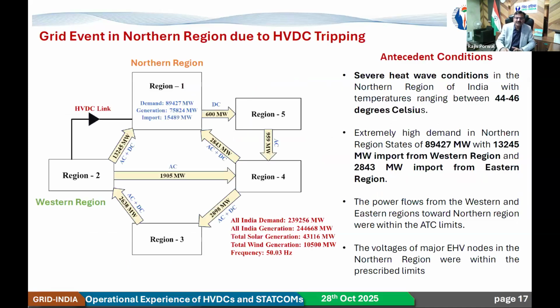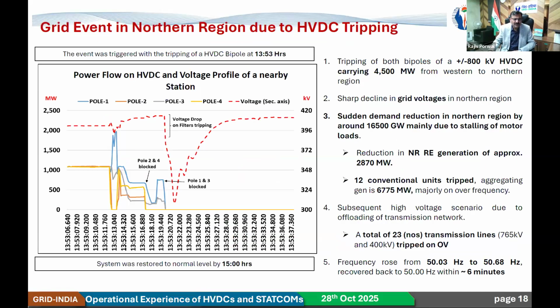So what challenges are being faced in HVDC? It is not related to HVDC basically. The only relation of this event with HVDC is that this was a multipolar HVDC trip. Because of that, there was a voltage drop because of filters going out. So there was some voltage drop at this location.